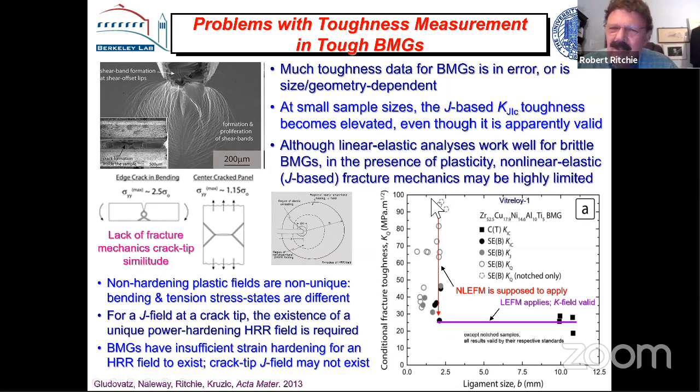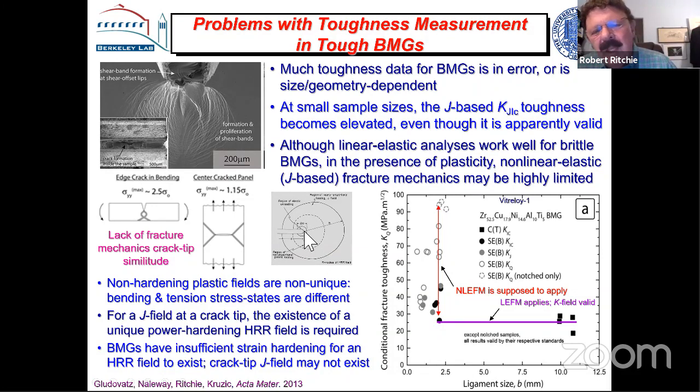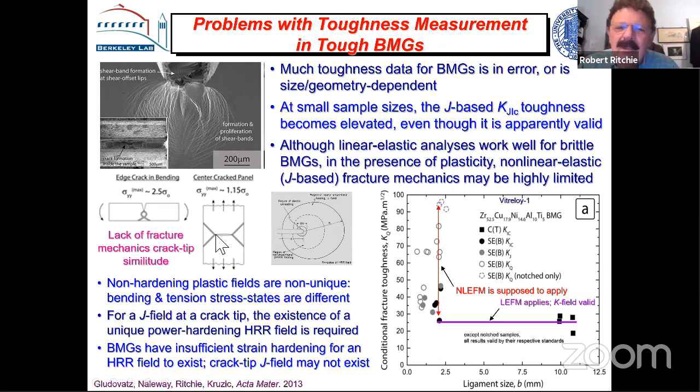So we thought, this is what's happening here. And what we think is happening here is, as you know, when you get into nonlinear elastic fracture mechanics, the important thing is that you have an HRR zone at the crack tip, which is a power hardening zone. You need that strain hardening at the crack tip to give you some degree of uniqueness. If you go to fully plastic non-hardening fields, there's nothing unique about a bend sample versus a center crack tension in terms of the crack tip fields.